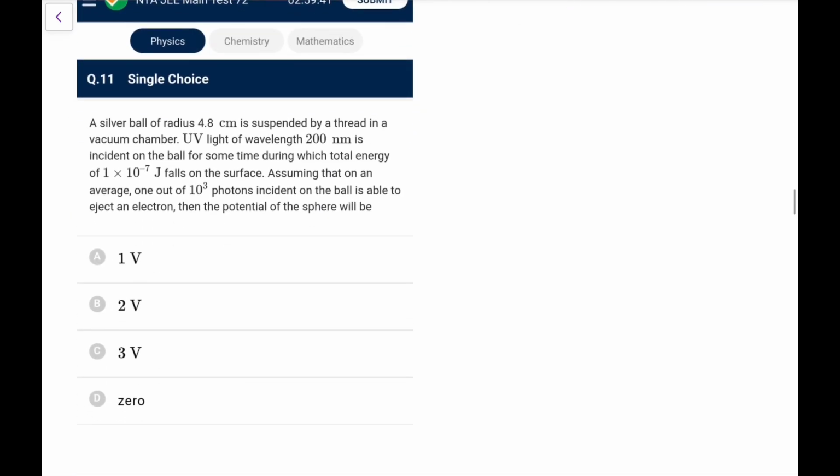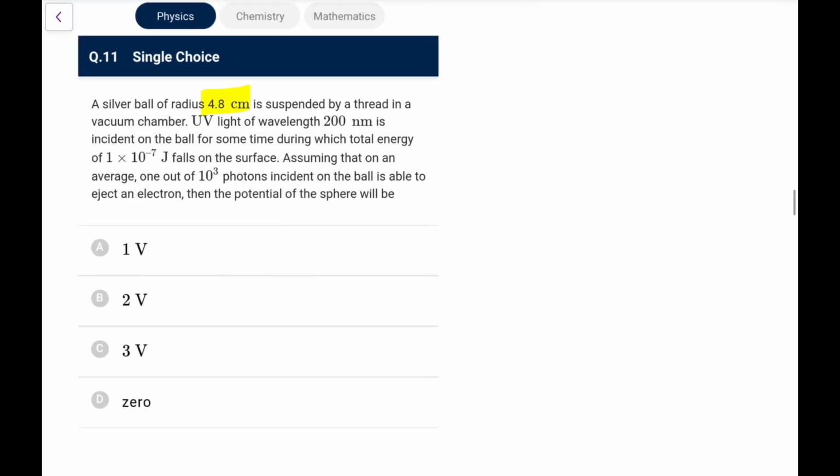Next. A silver ball has a radius 4.8 centimeters, suspended by a thread. UV light of 200 nanometer is incident, during which total energy falls. Assuming that on an average 1 out of 10 to the power 3 photons incident, the ball is able to eject an electron, then the potential of the sphere is. First of all, the number of photons striking would be 1 into 10 to the power -7 upon each photon energy, and each photon energy is hc by lambda, that is 1240 upon 200 eV, that is 6.2 eV.